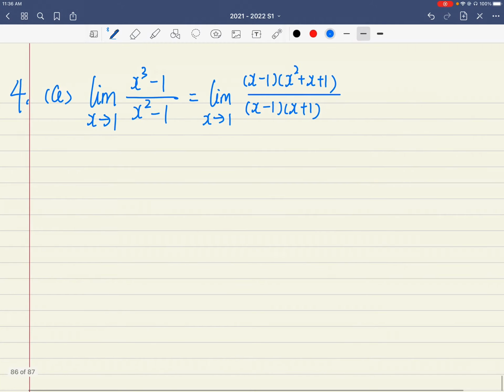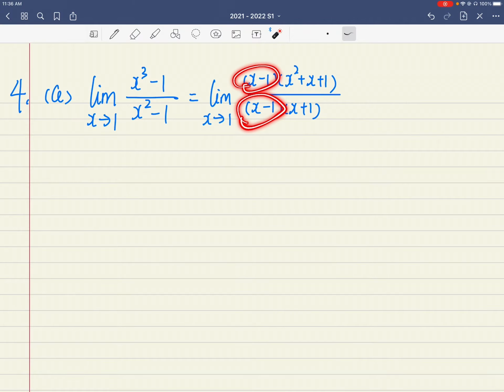Now the next step, you can cancel these two out. Why? Because here it's a limit. The concept of the limit is x is approaching 1, but x is never exactly at 1. So when x is not exactly at 1, then x minus 1 is some non-zero value. Any two non-zero values, if they are the same, can be canceled out.